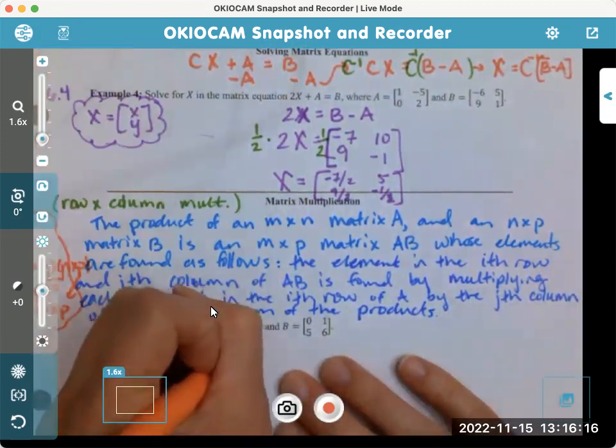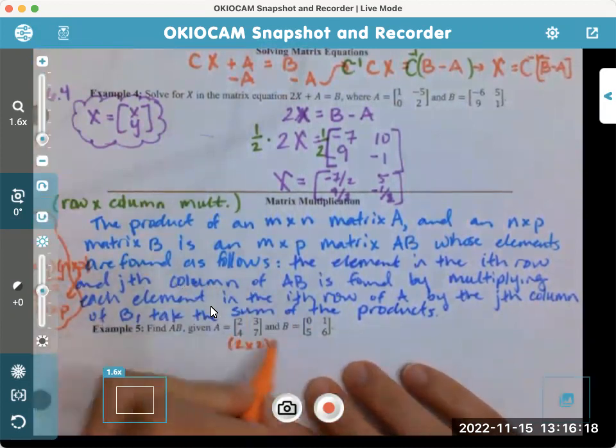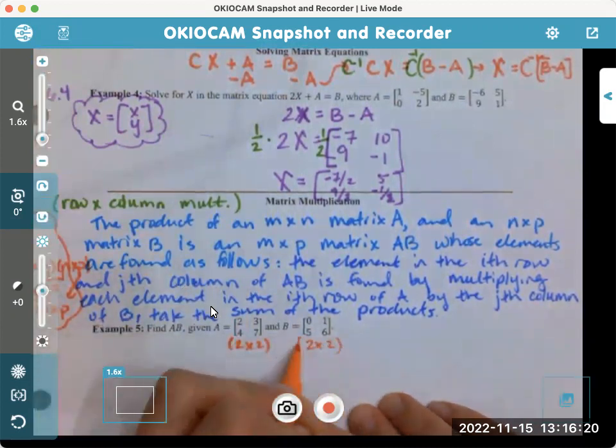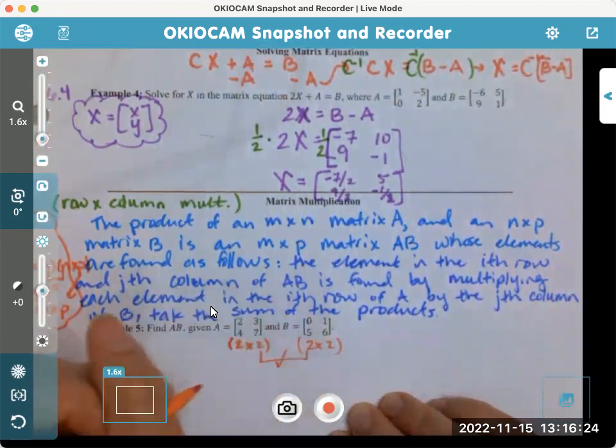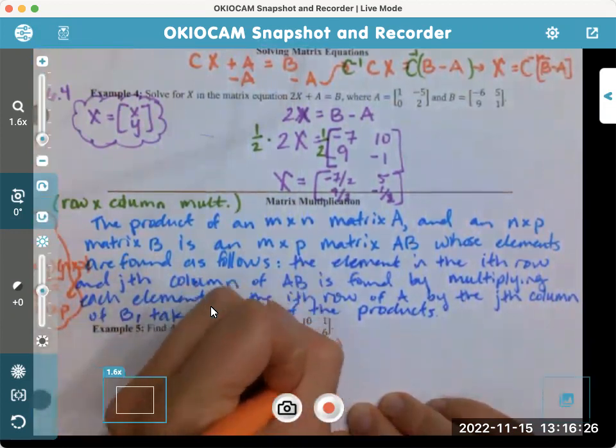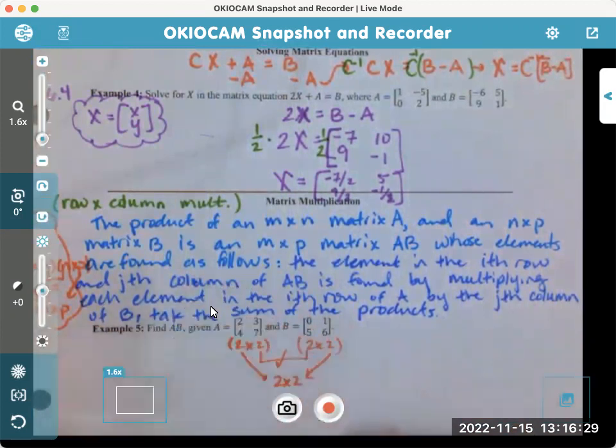So first, can the multiplication be done? This is a 2 by 2. This is a 2 by 2. So are these two numbers the same? Yeah, so we're good. So we know that their resulting product size matrix should be a 2 by 2.